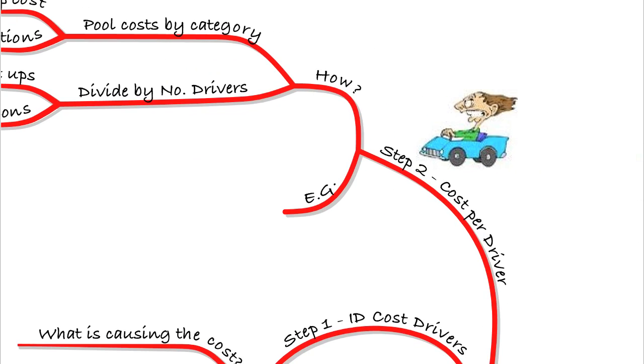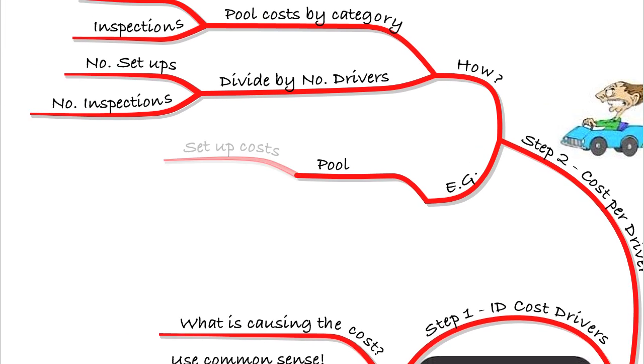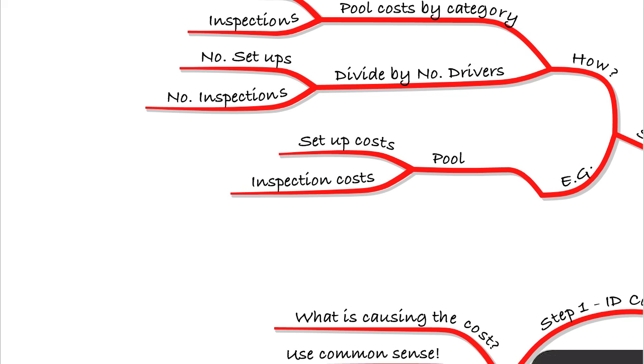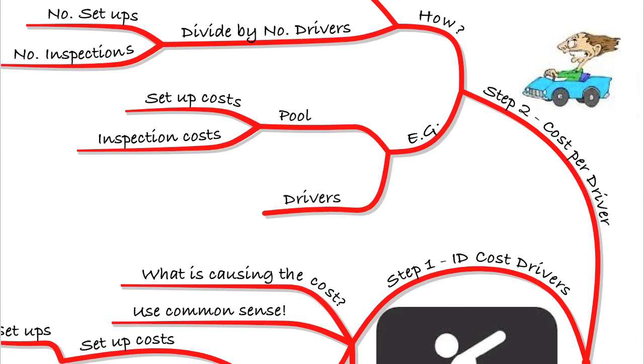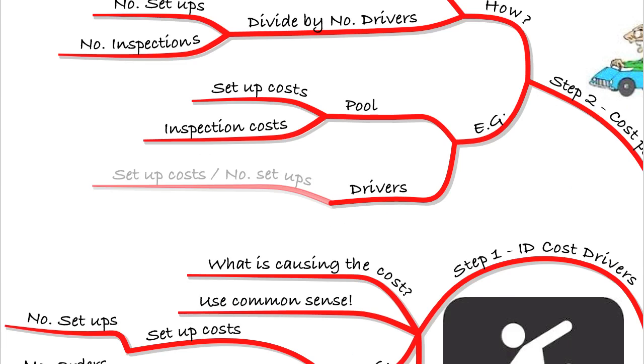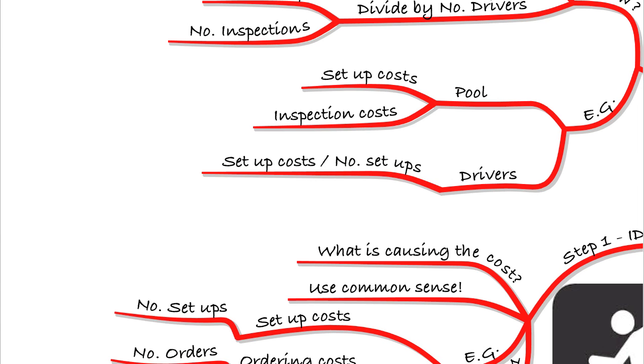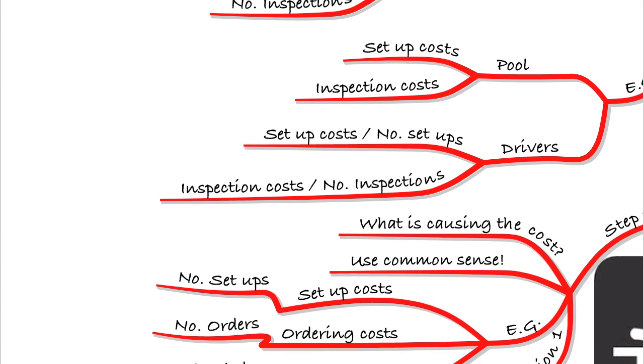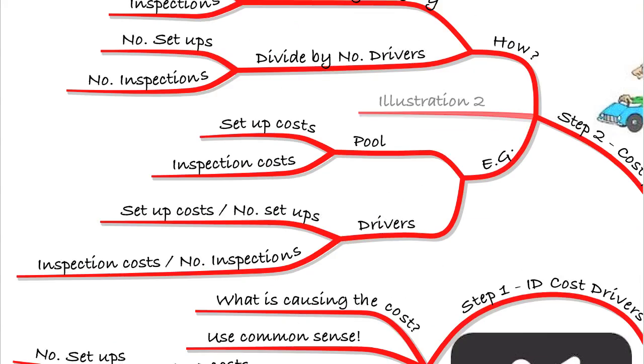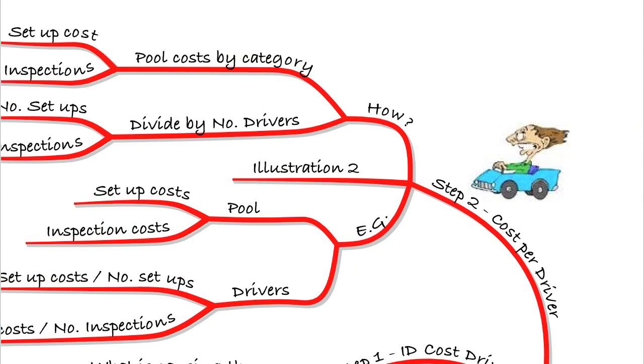So for example, the first step is to pool the costs. We'll look at the setup costs and the inspection costs and get a total for each. And then to calculate the cost per driver, we'll take our total setup costs and divide by the total number of setups. That will get us the cost per setup. For inspection costs, we'll take the total inspection costs and divide by the total number of inspections. And that will get us the cost per inspection. So let's do that for our illustration. So look at illustration 2, read through the details, and then maybe have a go, or simply work through it with me.